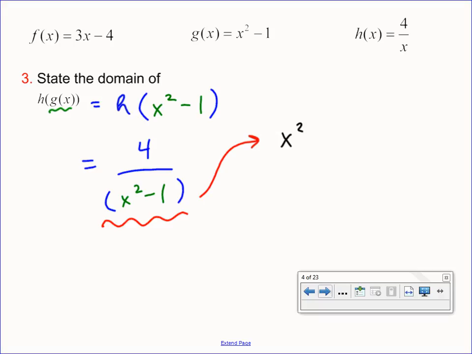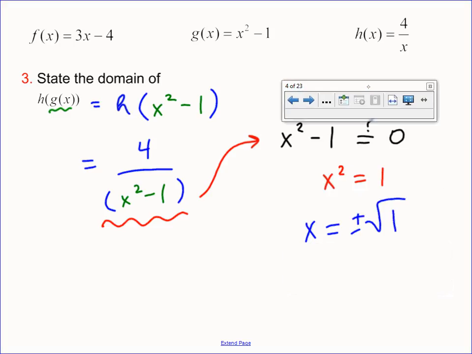So I'll take that x squared minus 1. I'll set it equal to 0 and say, are there any x values that would result in the creation of 0 on the bottom of the fraction? And for that, I can add 1 to both sides and solve by taking the positive and negative square root.